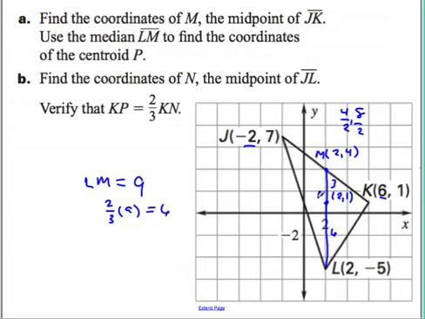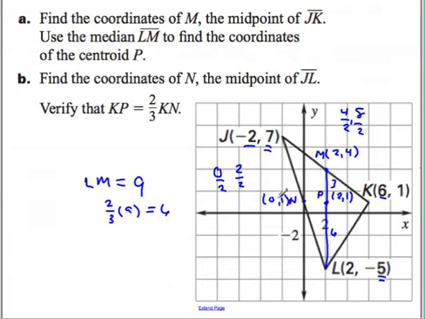P is my centroid. Part B says find the coordinates of N. N is the midpoint of JL. So again, I'll take -2 plus 2. That gives me 0. When I divide 0 by 2, I'm going to be at 0, so probably right about here. Secondly, I take 7, and I'm going to add -5 to it. That gives me 2. I divide 2 by 2, I get 1, so I'm going to be up 1. This is going to be my coordinates for N. It'll be (0, 1). Awesome.